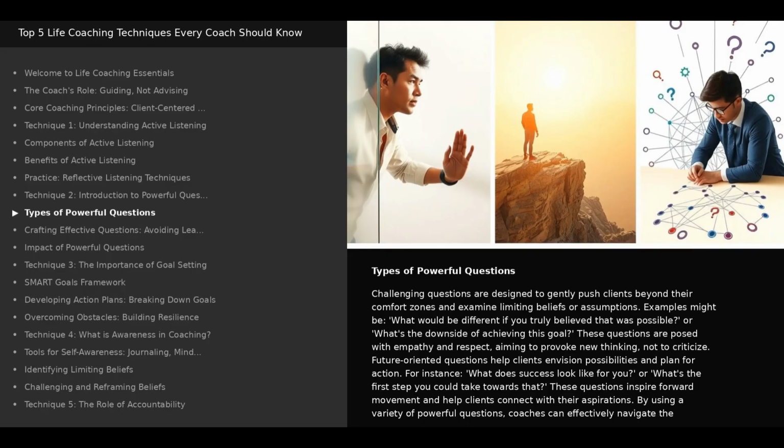Future-oriented questions help clients envision possibilities and plan for action. For instance, "What does success look like for you?" Or, "What's the first step you could take towards that?" These questions inspire forward movement and help clients connect with their aspirations. By using a variety of powerful questions, coaches can effectively navigate the complexities of a client's journey.